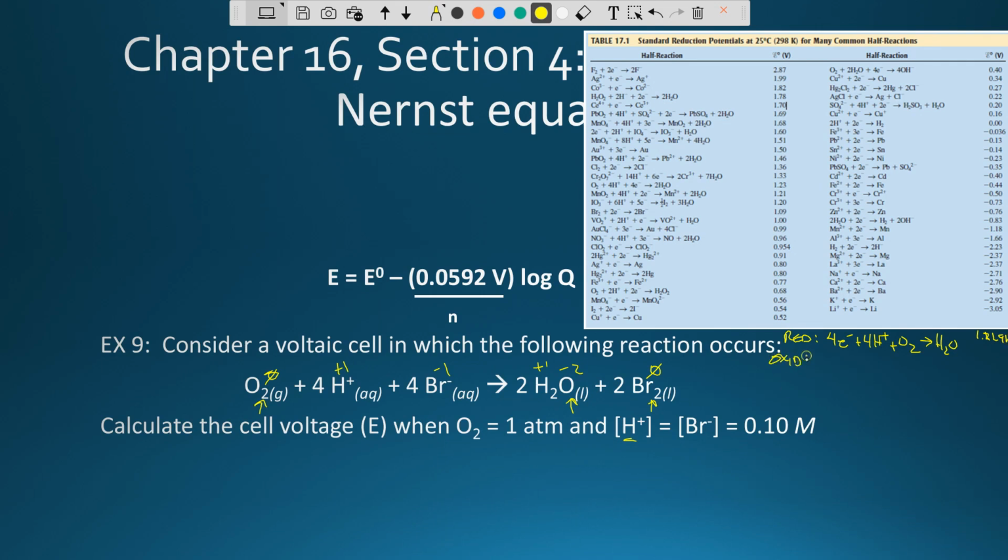Now, oxidation, that's going to be my bromine. I'm going to end up with 4 bromides, and that will involve 2 bromine gases and 4 electrons. I end up with a value on this one of negative 1.077 volts. The reason it's negative 1.077, here you see 1.09, but it's not being reduced, it's being oxidized. So I have to put a negative out in front.